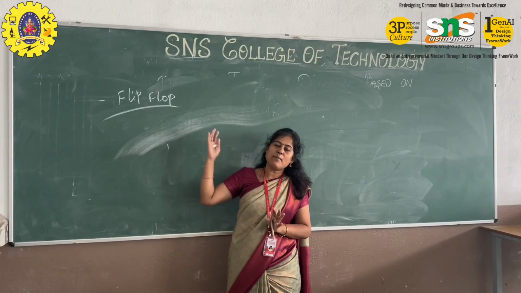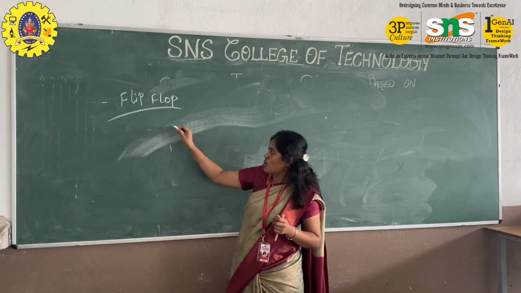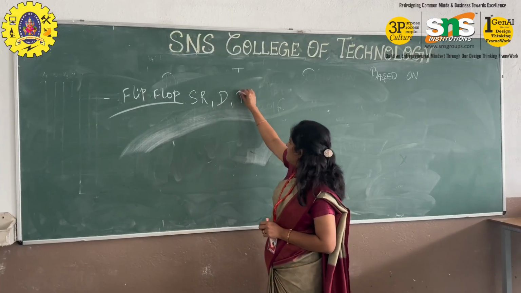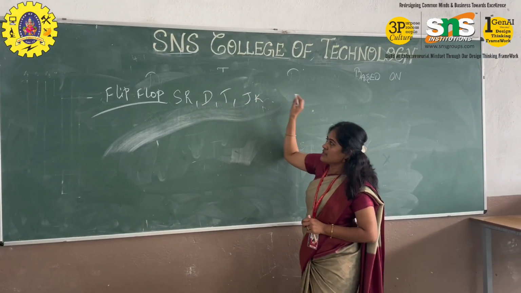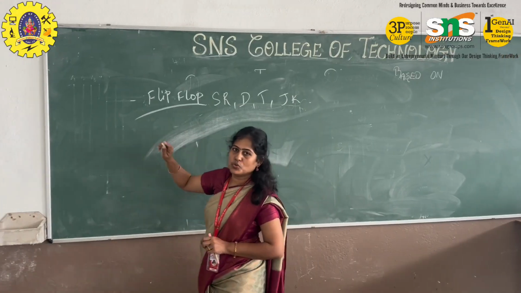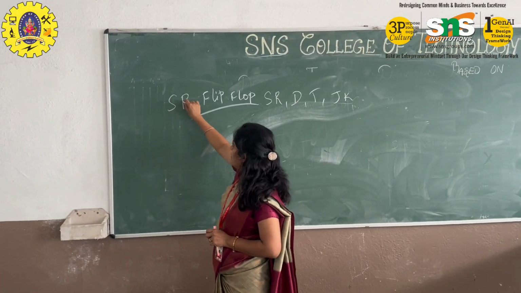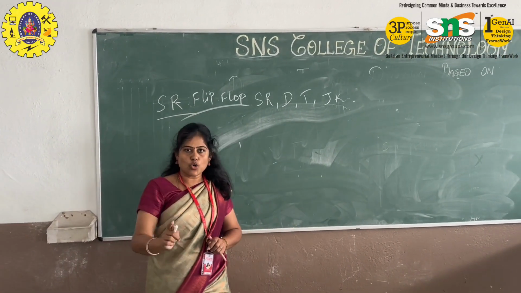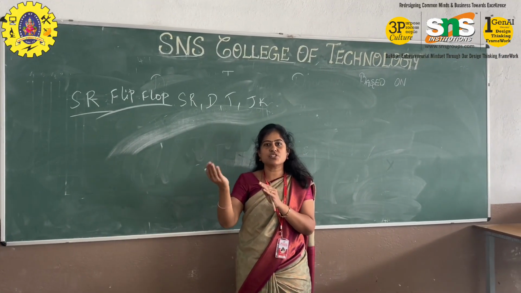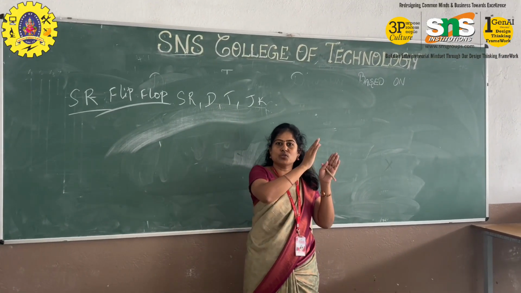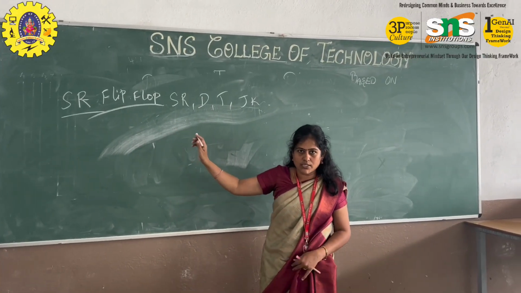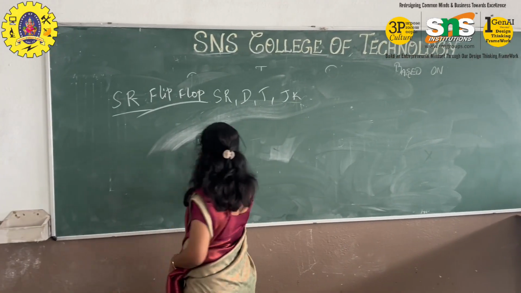In flip-flops, we have multiple types: SR flip-flop, D flip-flop, T flip-flop and JK flip-flop. These are the main types of flip-flops. Today we are going to discuss the SR flip-flop. As I said, when we design a sequential circuit, the output is fed back to the input using the same logic. So I am going to draw the circuit of the SR flip-flop.